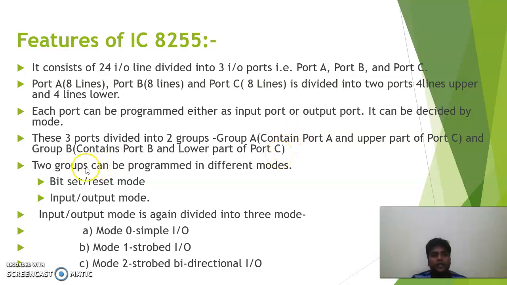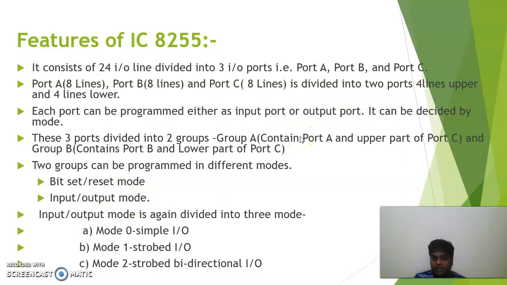Now these two groups are basically programmed via two different modes. The first mode is known as bit set reset mode. This bit set reset mode is basically used to set or reset the bits of port C. And the next one is the input output mode. As I told you, each port can be programmed either as an input port or an output port. If the port is working as an input port, then input mode is used. If the port is working as an output port, then output mode is used.